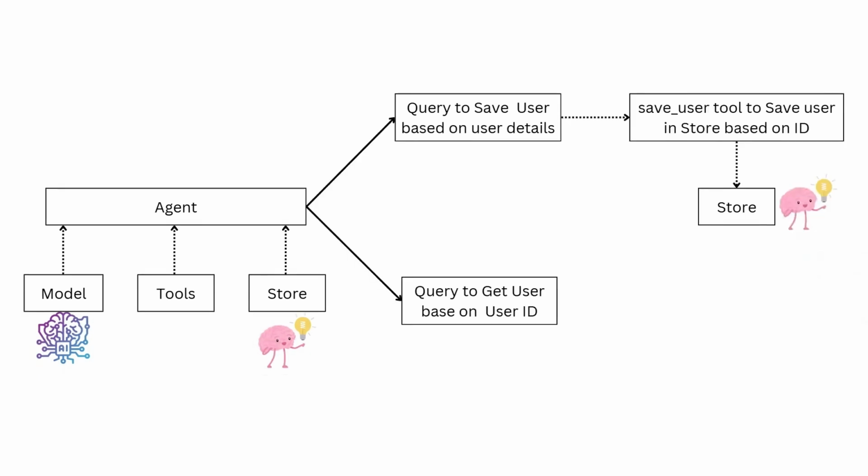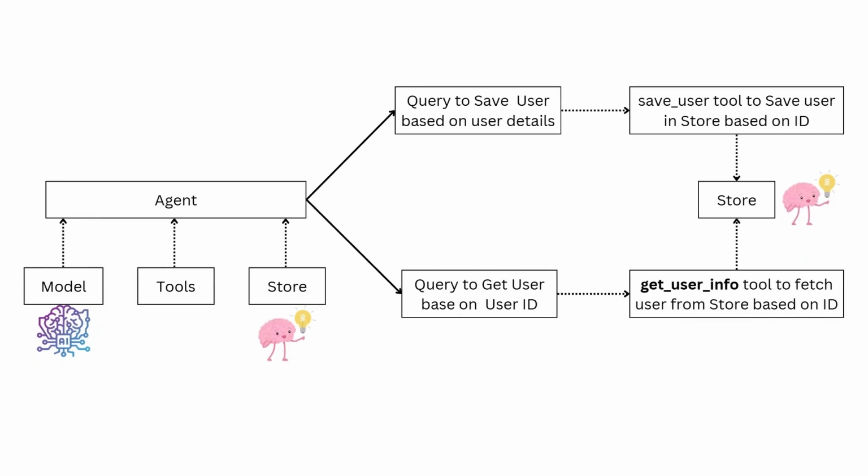Now, the agent will make another query to get the user based on user ID. Here we have a custom tool, the get user info tool, which will get triggered and allow us to fetch user info from the memory store based on user ID. And this is how the in-memory store works end to end. Now let's go ahead and see the implementation.